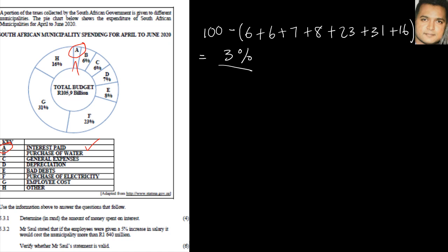A. But remember, this doesn't answer our question because they want us to determine in rand the amount of money spent on interest. They don't want the percentage. So what we need to do is find 3% of the total budget, which, if you look at the total money, is 105.9 billion.